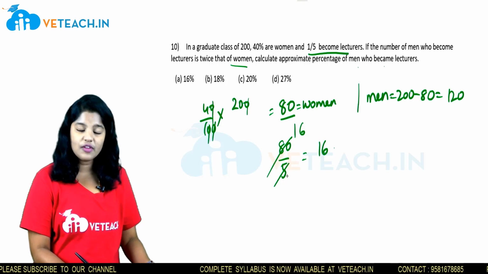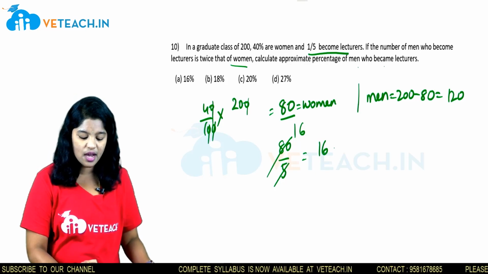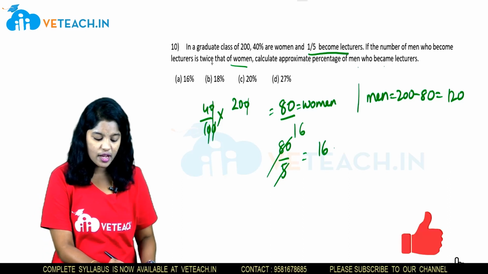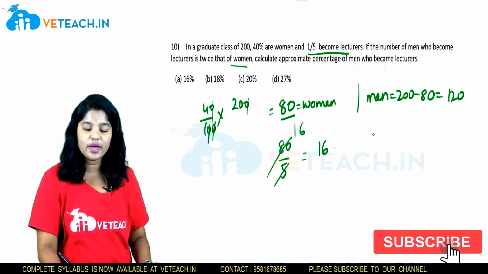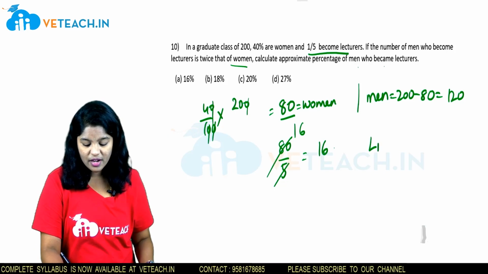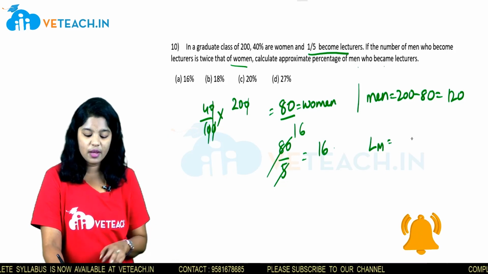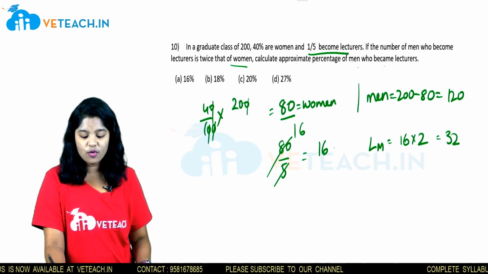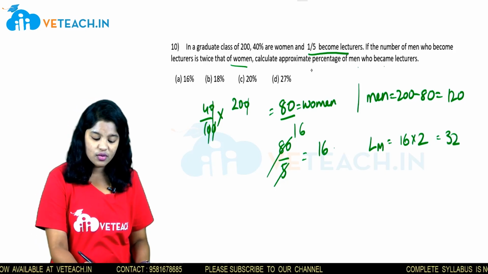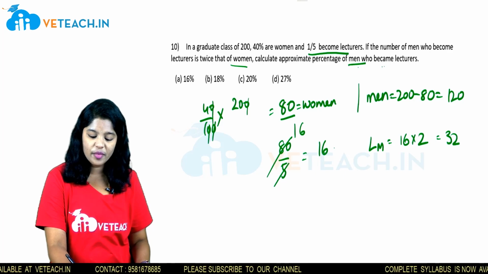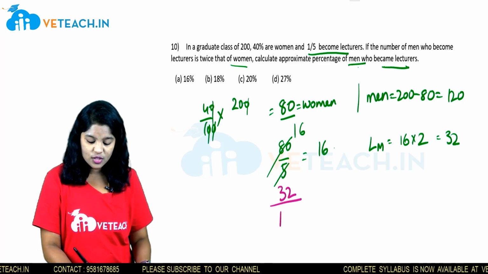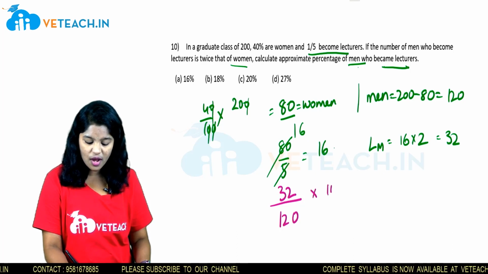Now out of them 1/5 became lecturers, so 16 members are lecturers. Now they have given that the number of men who became lecturers is twice that of the women. So the men who became lecturers are twice that of the women who became lecturers. So 32 of them became lecturers. Now calculate the approximate percentage of men who became lecturers. So the total number of lecturers by total number of men into 100.